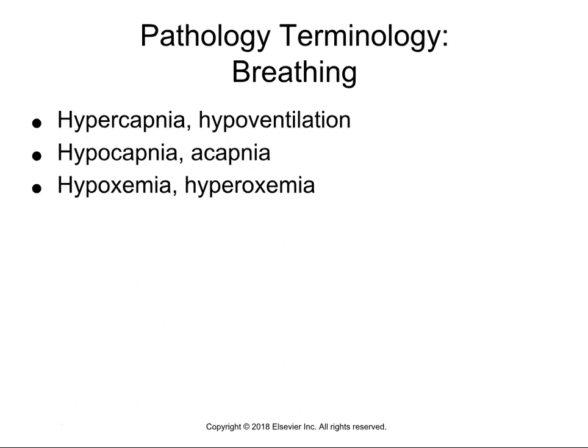Then we have hypocapnia. This would be below normal levels of carbon dioxide in the blood. Hyperventilation would cause hypocapnia. Acapnia is used as a synonym for hypocapnia, so it means the same thing. Then we have hypoxemia. Hypoxemia is decreased oxygen in the blood. And the opposite of that would be hyperoxemia, and this is increased oxygen content of the blood.